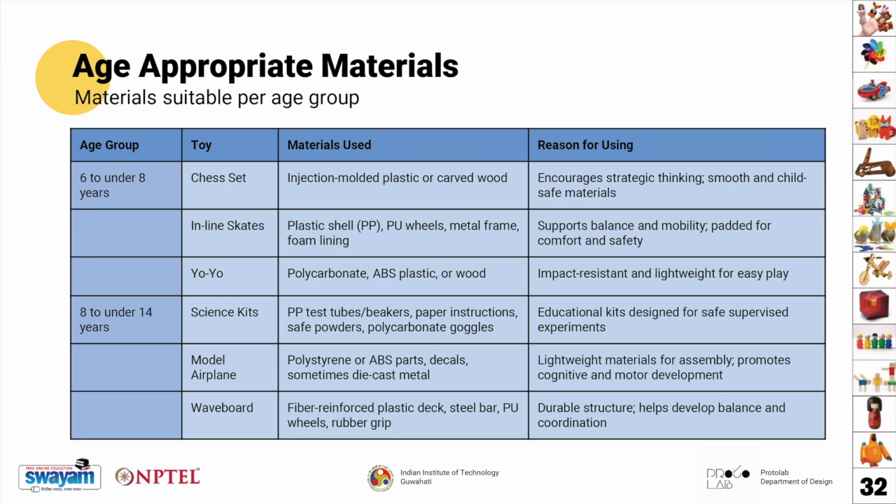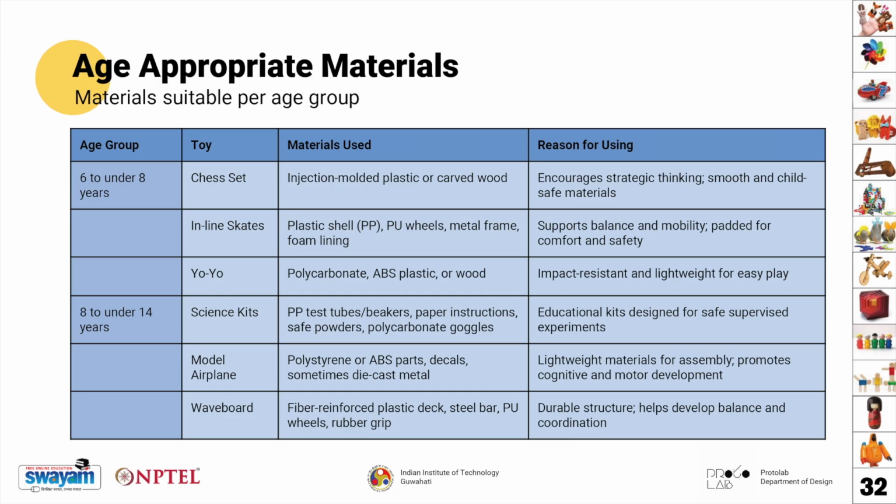Moving to the 6 to under 8-year age group, toys begin to support strategic thinking, skill development, and more complex play activities. For example, a chess set is commonly made from injection molded plastic or carved wood. These materials provide smooth, child-safe pieces while encouraging strategic thinking, patience, and problem-solving skills.